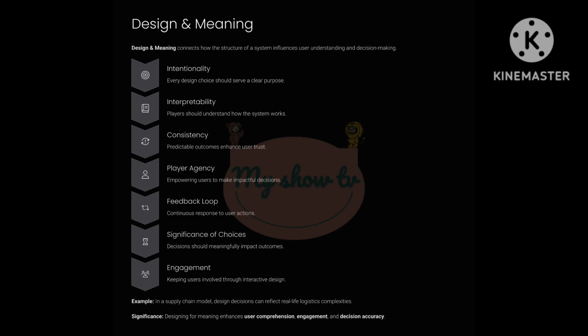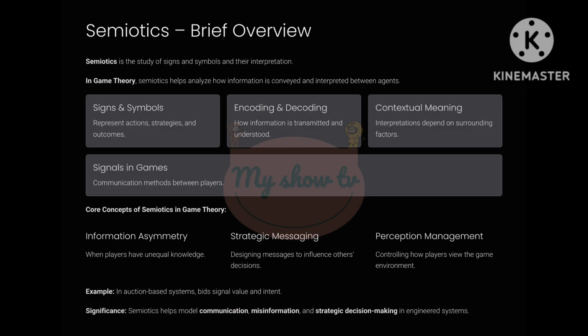Example: in a supply chain model, design decisions about logistics affect future delivery efficiency, connecting structure to long-term outcomes. Significance. Meaningful design enhances comprehension, engagement, and effective decision-making, which is vital in complex engineering systems. Slide 3. Semiotics. Brief overview.